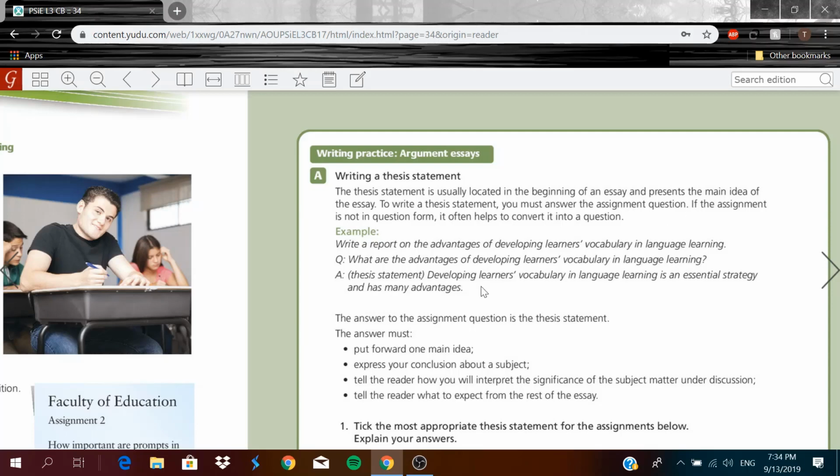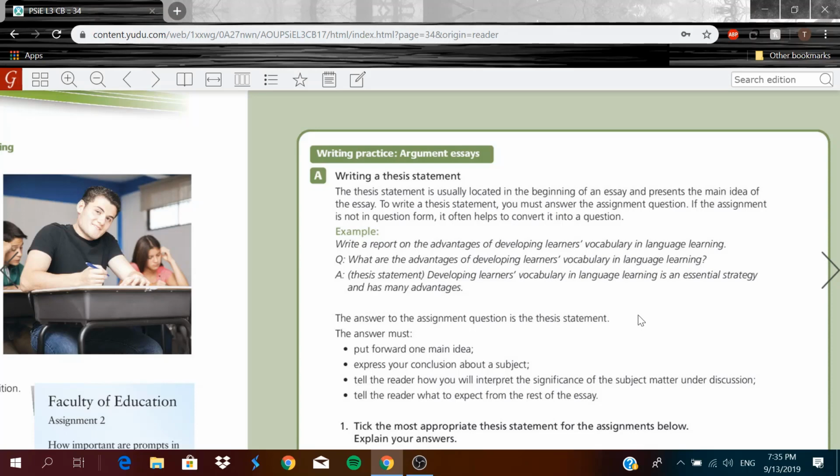So take a look. Here we have, developing learners' vocabulary and language learning is an essential strategy and has many advantages. Okay, take a second, pause the video, read the question again, and then read the thesis statement. Okay, so again, developing learners' vocabulary and language learning is an essential strategy and has many advantages.